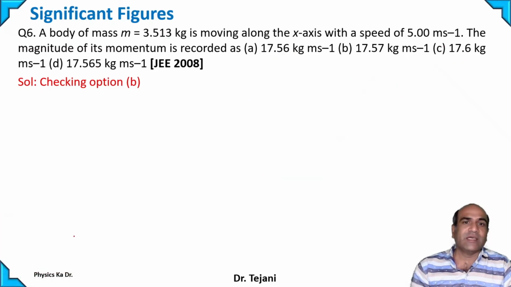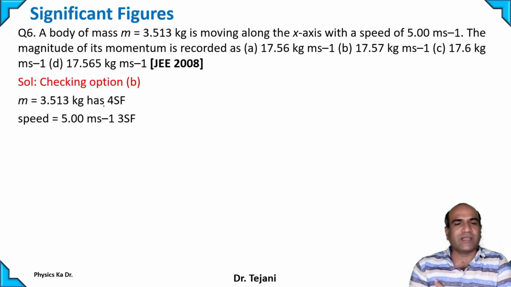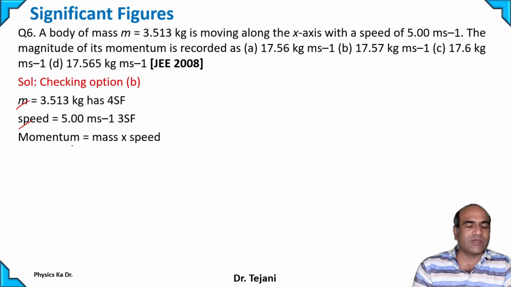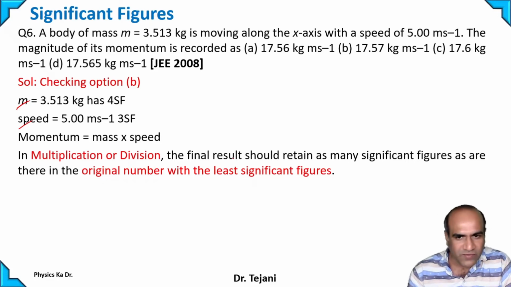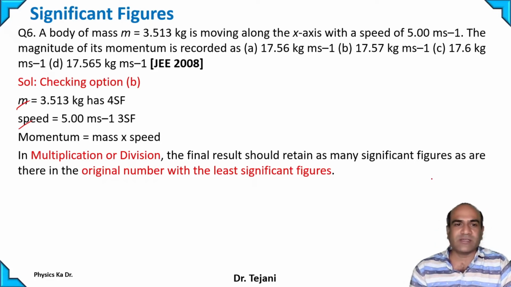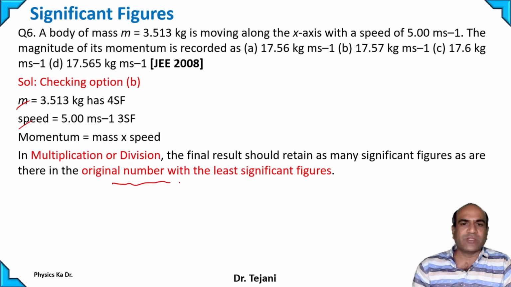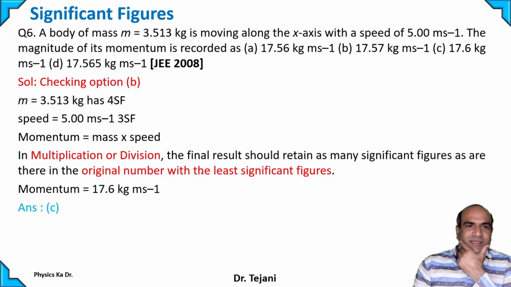No calculation is required, right? You check this. If calculation is required, then only you go for calculation. If it is not required, don't go for that. It is not required here, right? So we are checking the solution for that. Mass is equal to this, speed is equal to this, momentum is mass multiplied by speed. In the rule of multiplication or division, the final result should retain as many significant figures as there are in the original numbers. So the original numbers have a minimum of three significant figures, so the last answer should have three significant figures. So the answer is C.